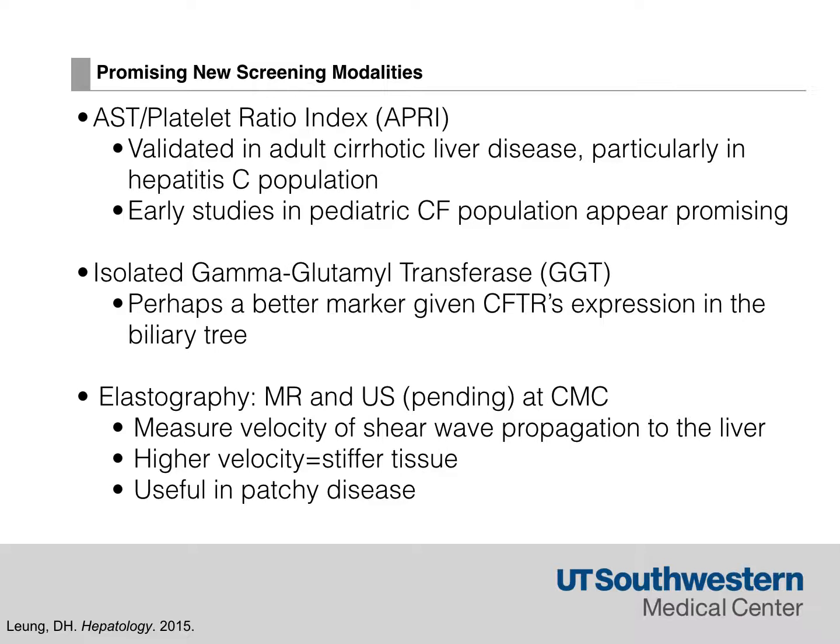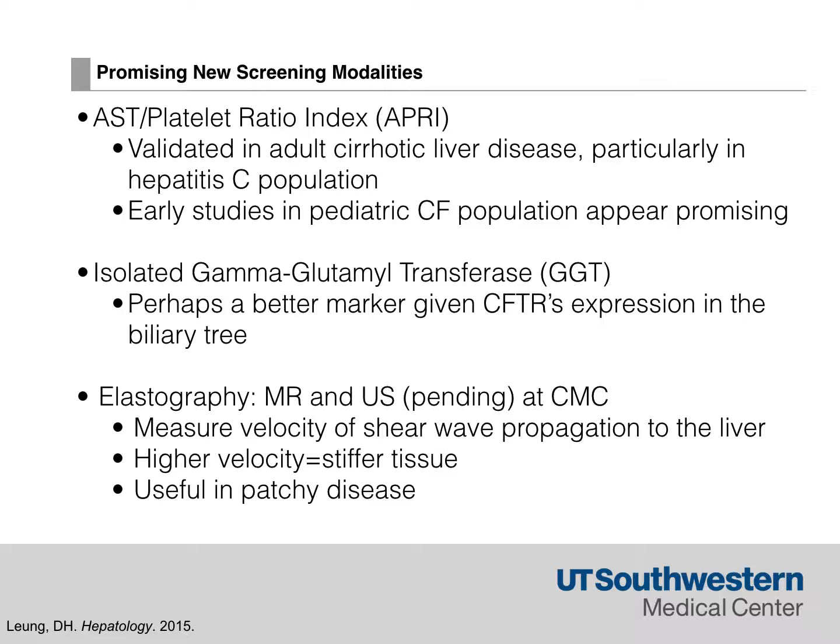There are some promising new screening modalities out there. There is AST to platelet ratio index, or APRI. This is validated in adult cirrhotic liver disease, particularly in the hepatitis C population, and there are some early studies in pediatric CF patients that appear promising. Some centers are looking at GGT as a marker for CF liver disease, and perhaps this is a better marker given CFTR's expression in the biliary tree.